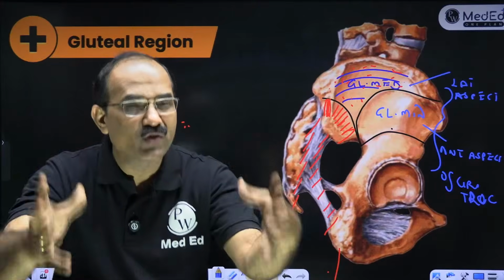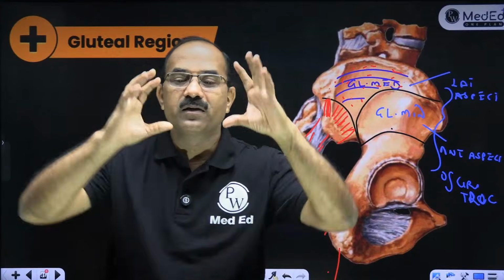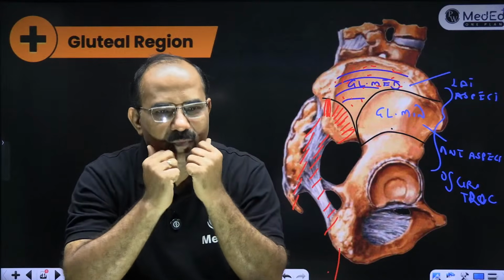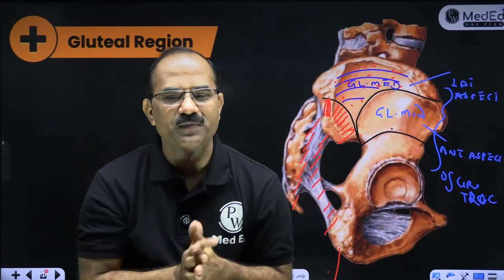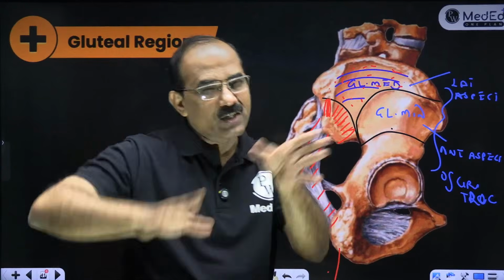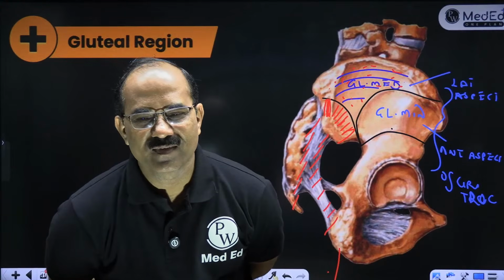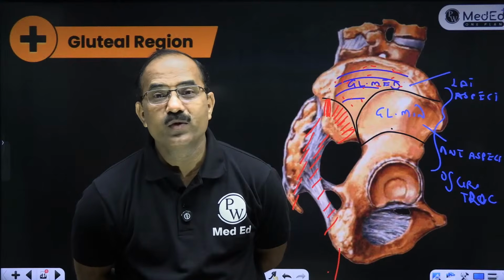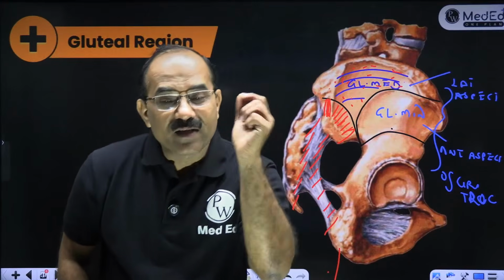What is the main action of gluteus medius? It is inserted on the lateral aspect of the greater trochanter. The main action of gluteus medius, anyone? I want a specific answer. It's on the lateral aspect of the hip joint. So what is its action? No, what is the main action of gluteus medius? Lateral rotation is not it, child. It's an abductor of the hip joint.